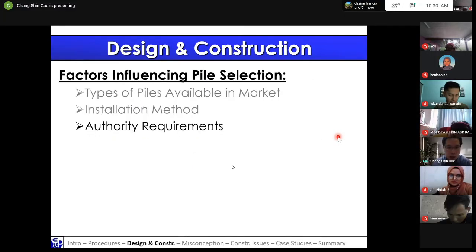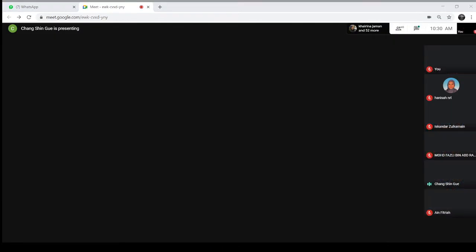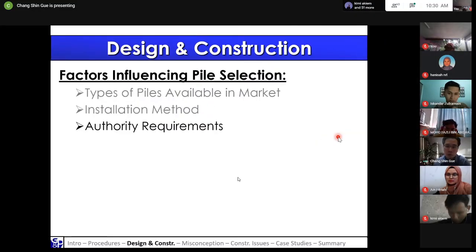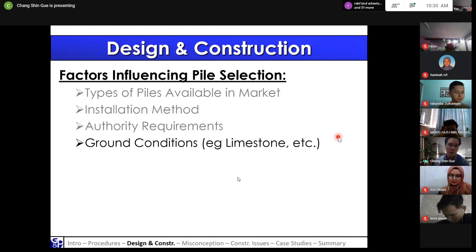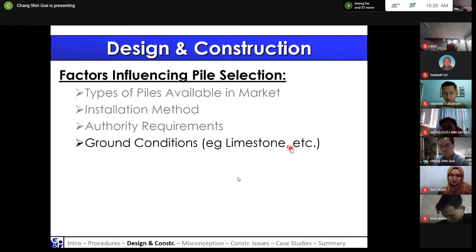And also be aware of authority requirements. For example, if you are in KL, what kind of requirements? For example, DBKL would not allow you to use driven piles because of the noise pollution, so you might have to think of other piling methods. Different states and different areas, the authorities may have different requirements. So as an engineer, you need to be aware of where your project is and the authorities' requirements. And then of course, you need to know the ground conditions. For example, if it's limestone, then you may expect cavities and need to know how to deal with them.